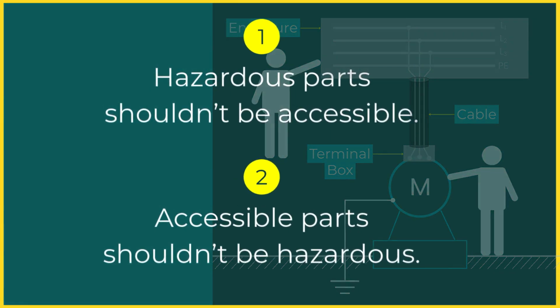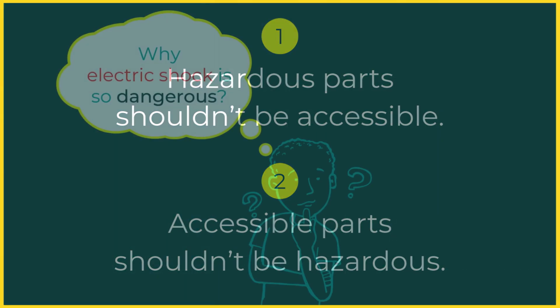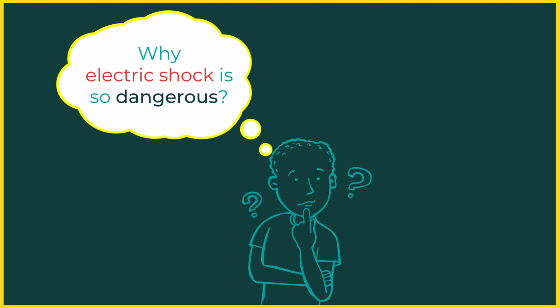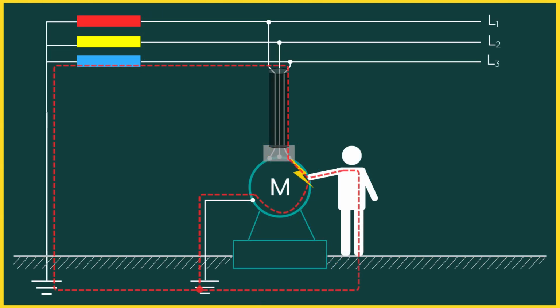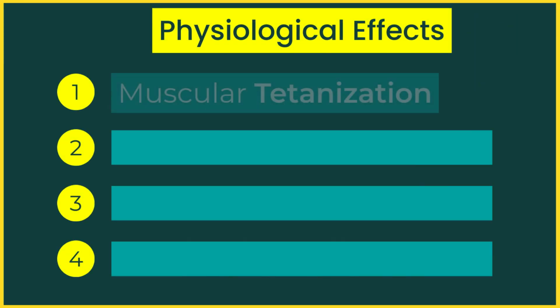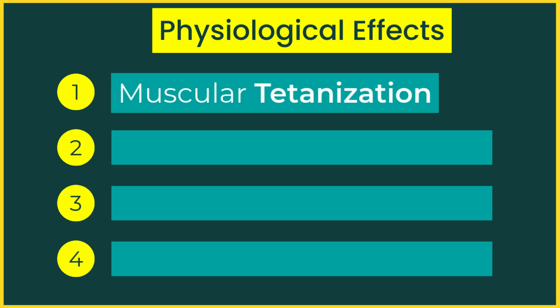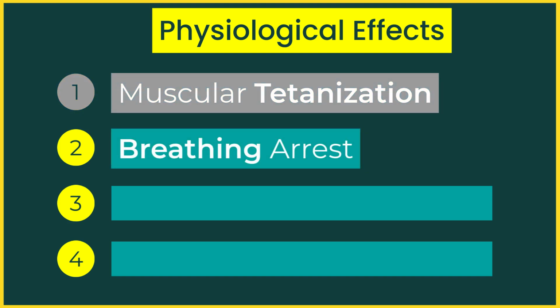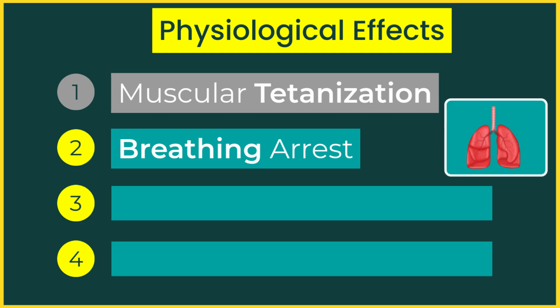Before we see how these rules are applied in design, we must first understand why electric shock is so dangerous. When electric current flows through the human body, it interferes with the normal functioning of vital organs. This leads to four main physiological effects. First, muscular tetanization. Muscles contract involuntarily, and the victim may not be able to let go of a live conductor. Second, breathing arrest. If current passes through the muscles that control breathing, normal respiration is disrupted. This can lead to suffocation or severe injury due to lack of oxygen.